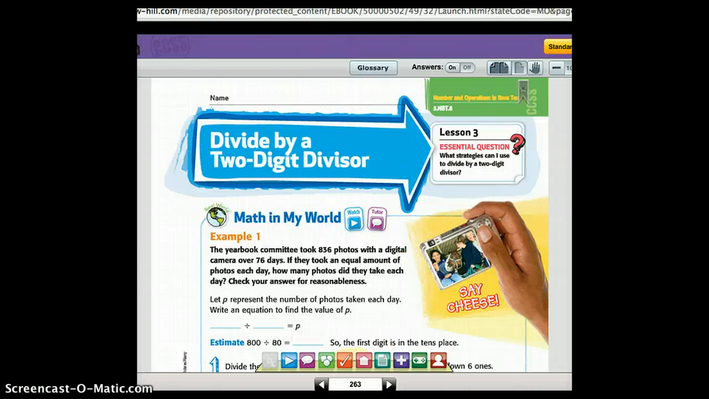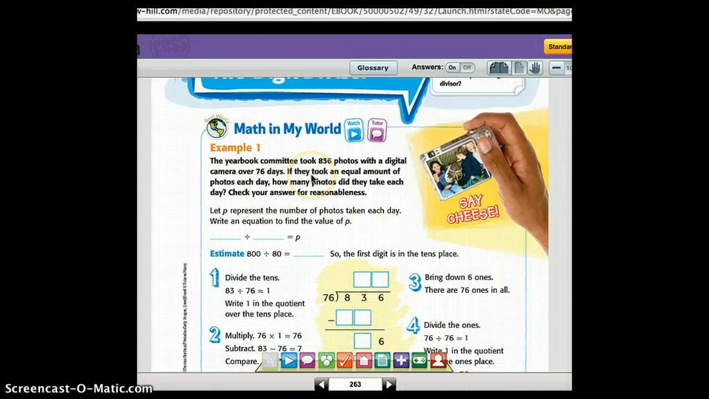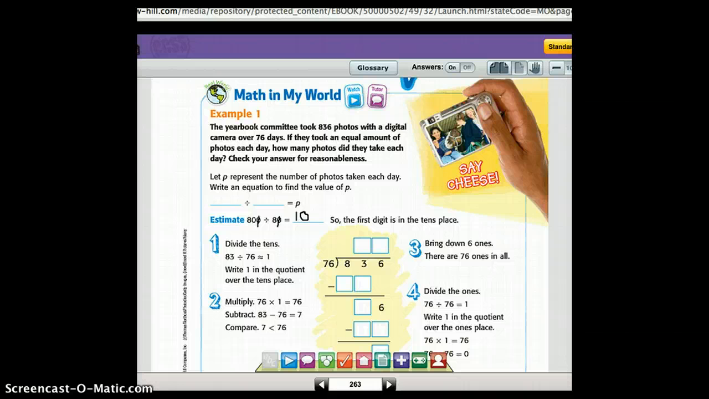So first you can estimate to figure out where your quotient should about be. So if I'm going to estimate, I could find the compatible numbers of 800 and 80. So 800 divided by 80 would give me, well, I know my basic fact is 8 divided by 8, which is 1. I can cancel a 0 from my divisor and dividend. And then I have really 80 divided by 8. So our estimate is about 10. All right, now we're going to get started with this long division problem. So 836 divided by 76.